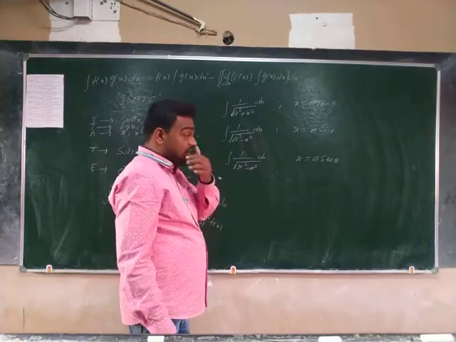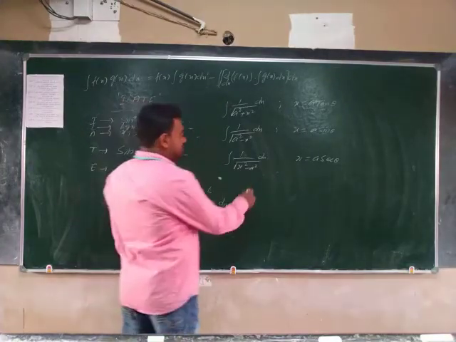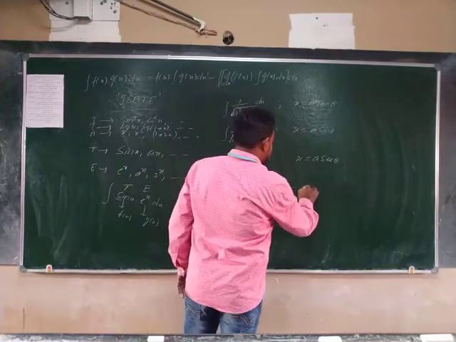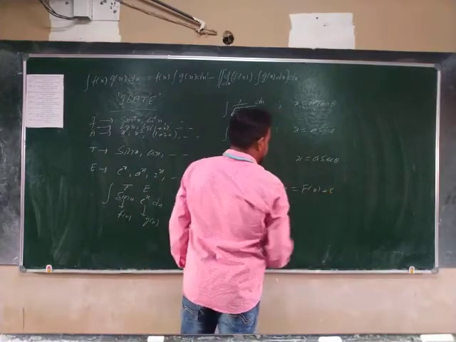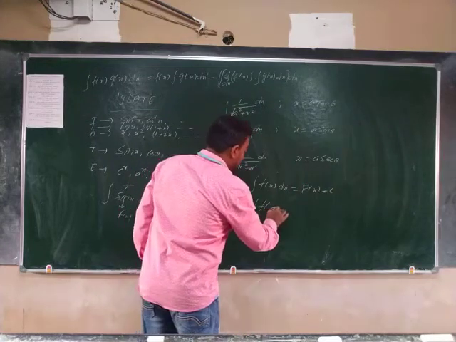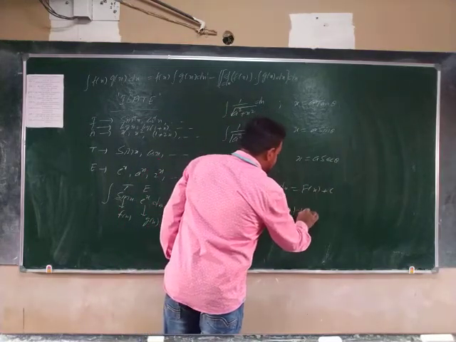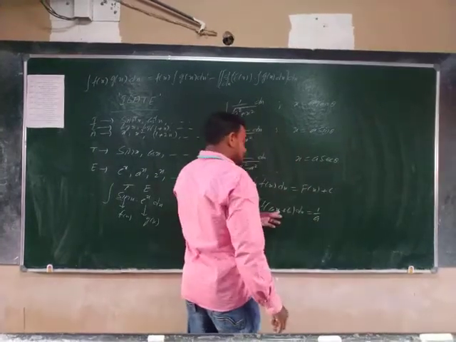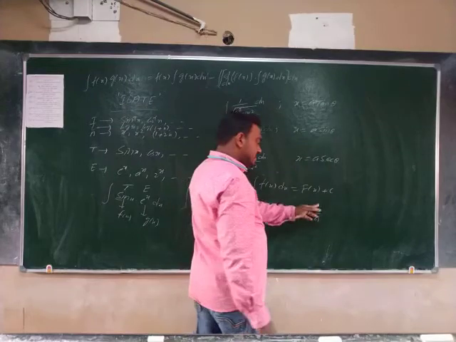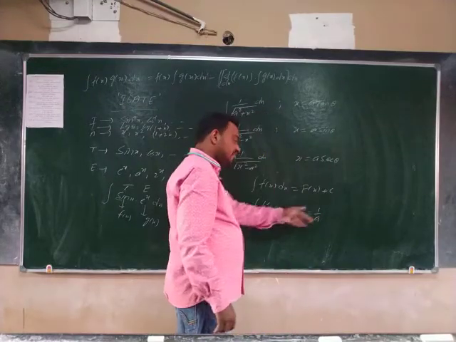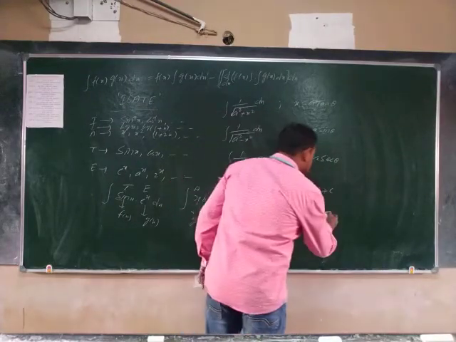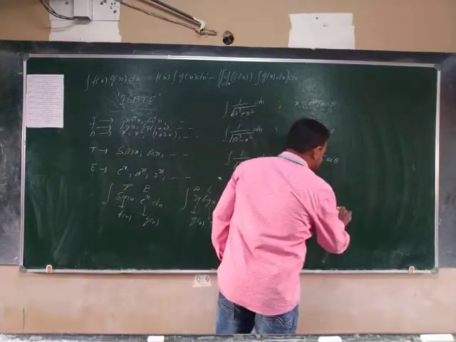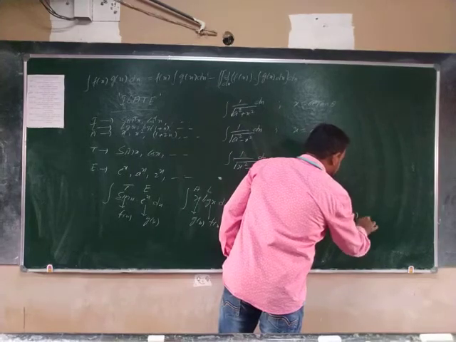Next, this is also a very important one. Integration of f of x dx is equals to capital F of x plus c. Then integration of f of ax plus b dx is equals to what? The x coefficient you write in the denominator, that is 1 by a. Next to that, f of, here in place of x, ax plus b, so you write ax plus b.